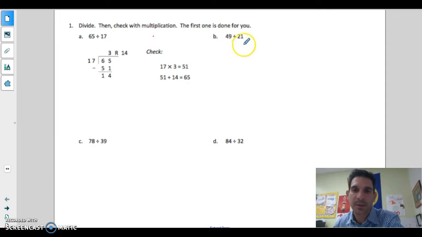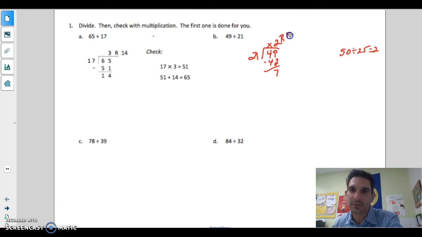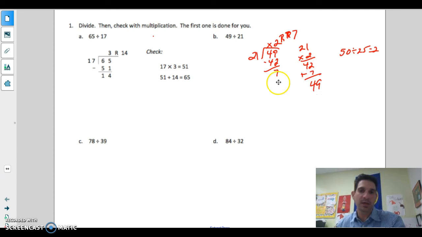So let's look at this one. It's 49 divided by 21. Now, sometimes you may want to think, well, let's say if this was 50 divided by 20 or 25, so I'm thinking about 2. So let's try 2. 21 does not go into 4, but 21 does go into 49 2 times. That's 42, minus 7. 2 remainder 7. Now I'm checking. 21 times 2 is 42 plus 7 is 49. All right, let's do another one.